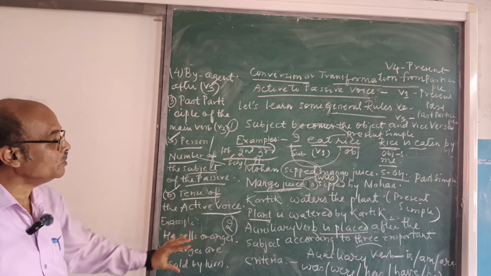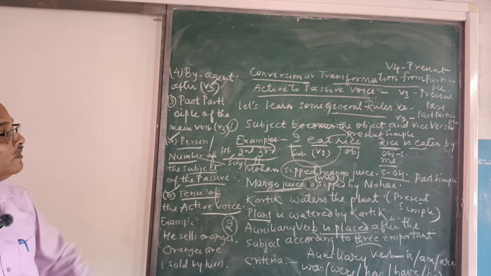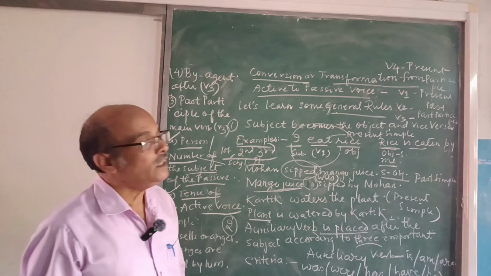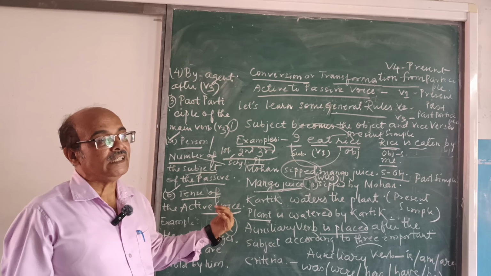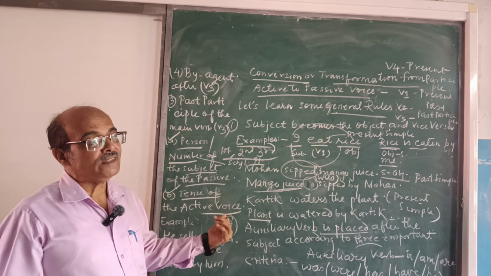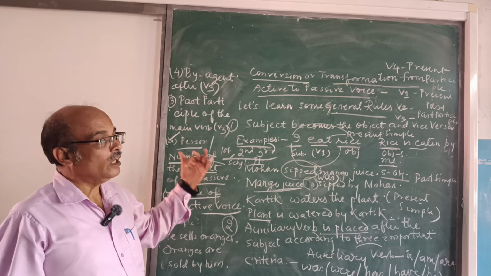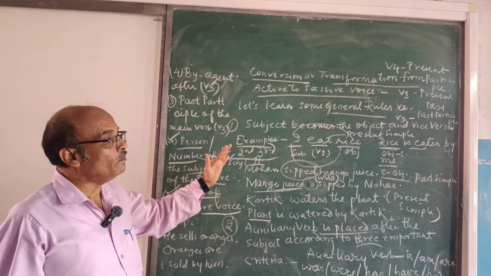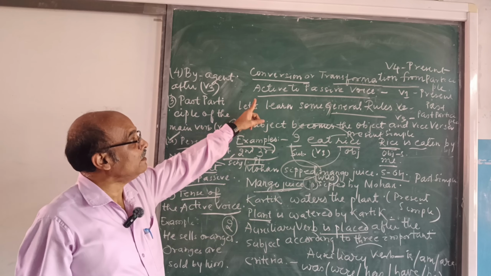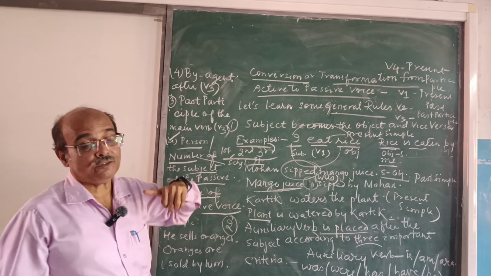So I hope you have understood these 4 general rules which are applicable to all types of sentences, whether it is interrogative sentence, imperative sentence or declarative sentence. You have to follow these 4 general rules, and this is applicable for changing a sentence from active to passive voice.